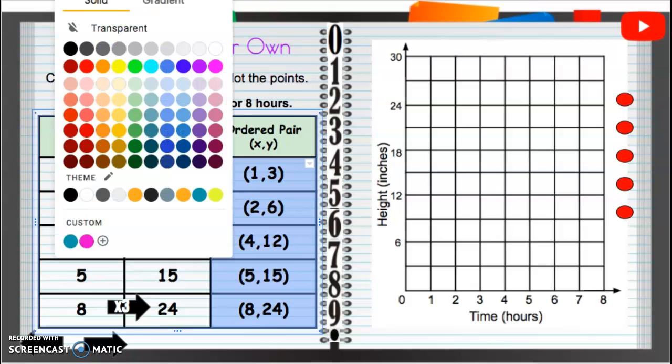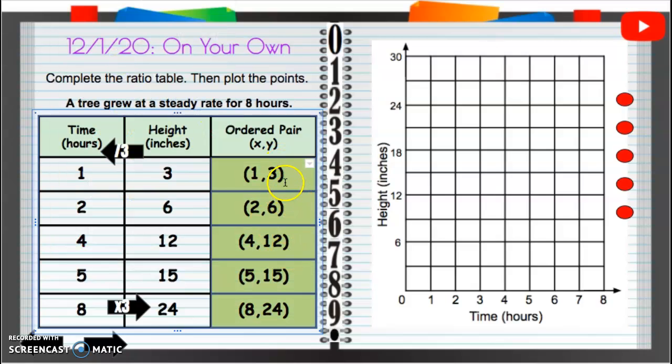Woohoo! Let's graph them. All right, so the time is our x-axis, and then the height is our y-axis. So we're going to go to time and then height. So over 1, up 3. We're going to start at 0, our origin. We're going to go over 1 up to 3.